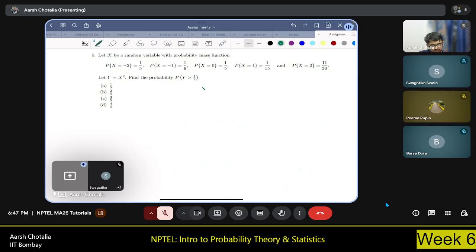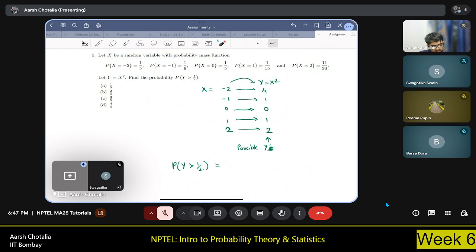Okay. So our x can take 5 values, -2, -1, 0, 1, and 2. Correspondingly, y is equal to x square. So -2 would give 4, this would give 1, this would give 0, this would give 1, and this is 4. So these are the possible values of y, right? And what we are asked is, what is the probability that y is greater than half?